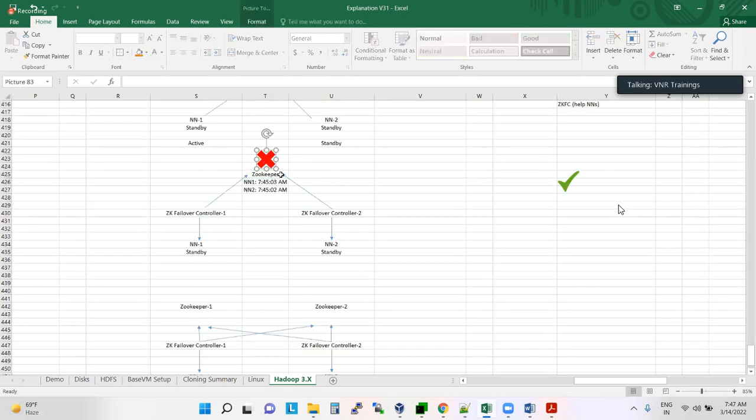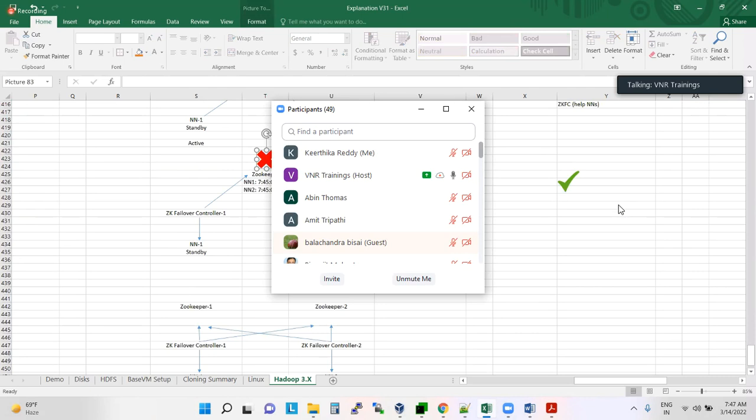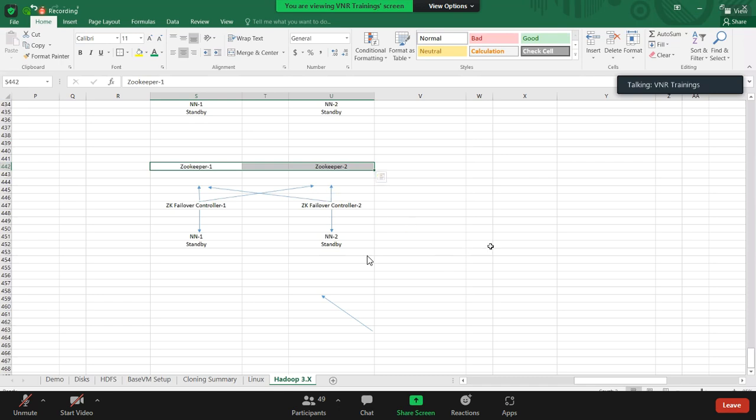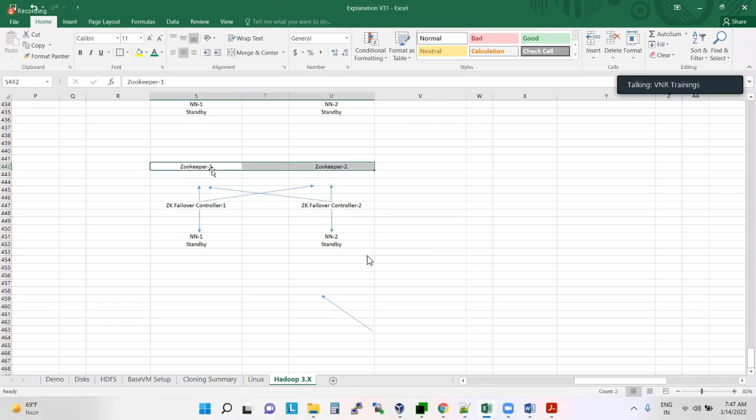But here the problem is, what if the Zookeeper service is down? To overcome this issue, we are going with two Zookeepers, Zookeeper 1 and Zookeeper 2. Since we have both, the failover controllers send heartbeat to both Zookeepers at a time. When both are receiving heartbeat, they are the ones who should decide who should be active and who should be standby. Correct or not, guys? Now, will both decide together or only one will decide here?